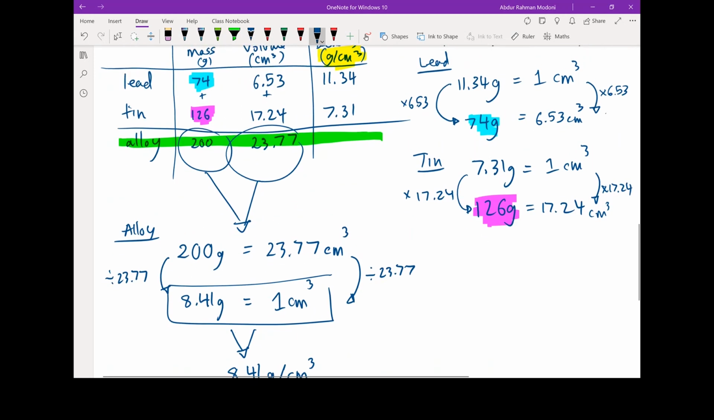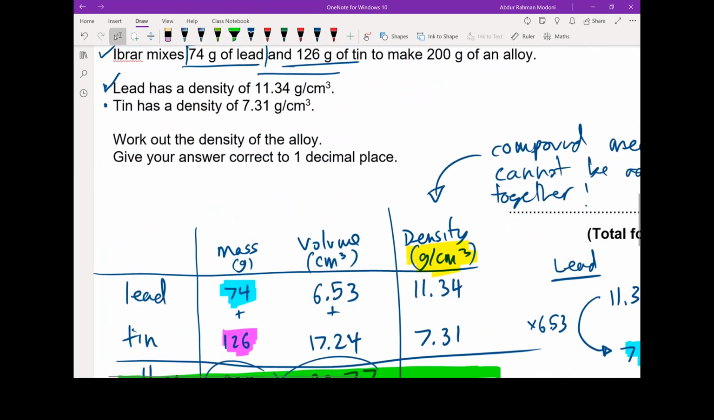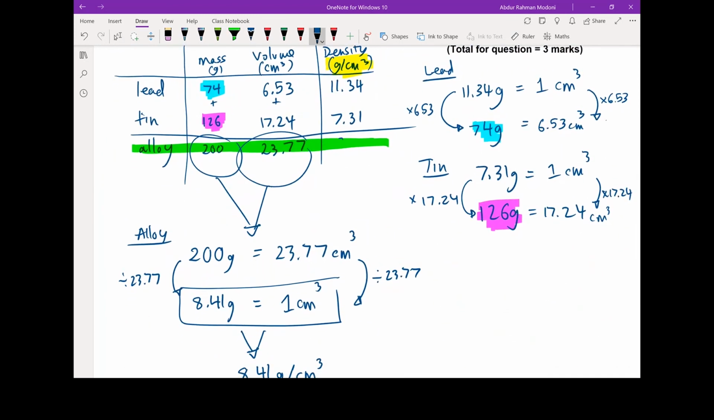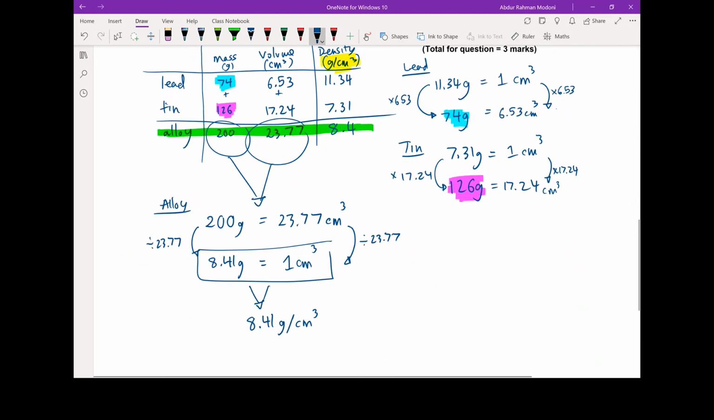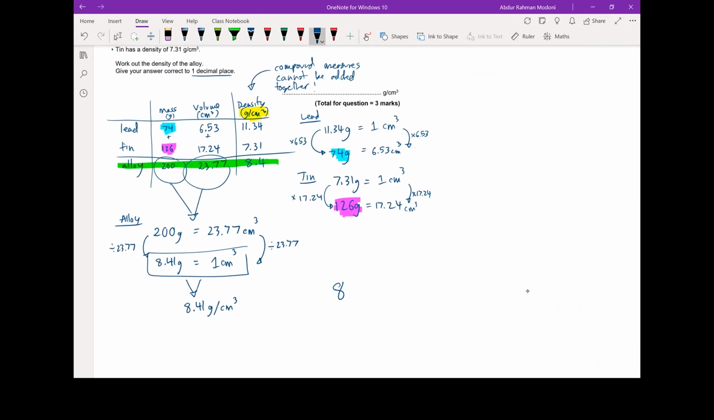So I can go and write the answer there, 8.41 grams, but here now I will pay attention to 1 decimal place. So it's 8.4, correct to 1 decimal place, and we've already got the units up there. Since they're asking for the answer, you will go to the answer part and write down 8.4 grams per centimeter cubed is our final answer. Put that down in your answer.